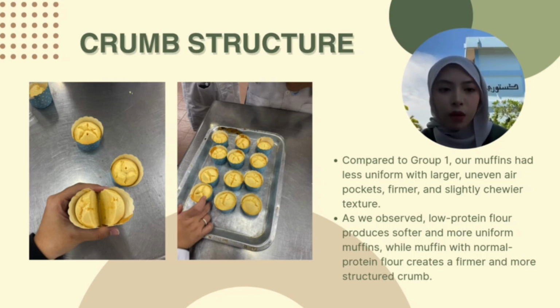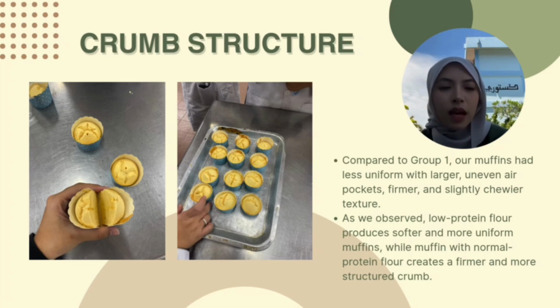normal protein flour. When comparing these two, the muffin from Group 1 showed a more uniform crumb structure and a noticeably softer texture. This is due to the lower protein content, which results in less gluten formation. This allows the crumb to stay fine and tender.